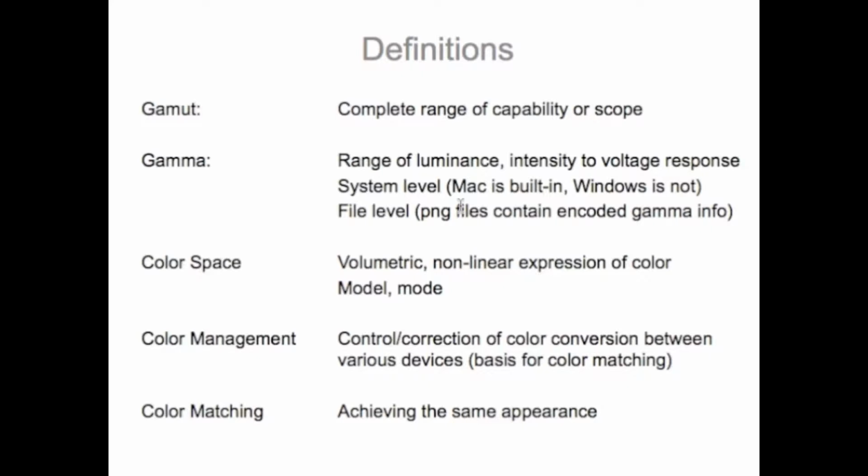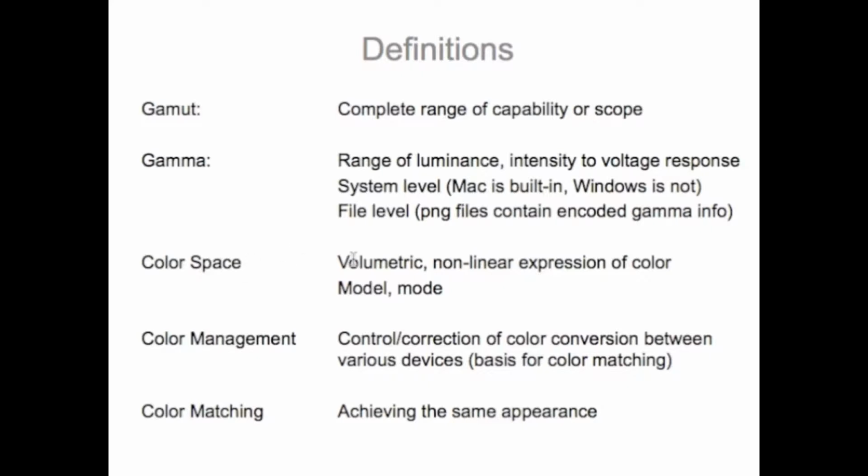A gamma is not to be confused with a gamut. A gamma is related to luminance. If you remember the properties of additive color, luminance is the amount of light. So gamma is the range of luminance capability within a device.